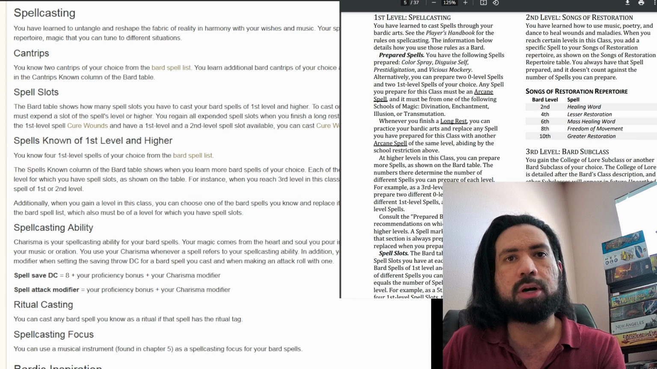Let's dive into Bard spellcasting, since it has been completely revamped. For starters, Bard will have the exact same number of cantrips, however, their options have changed. A little bit more on that later.